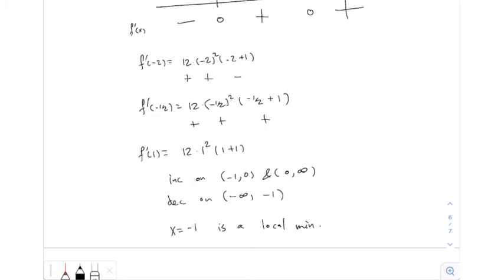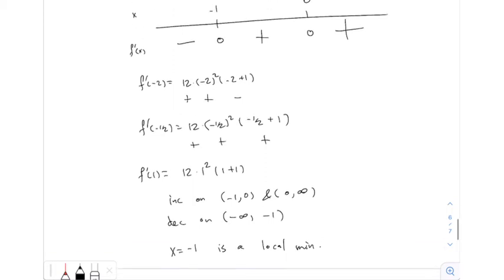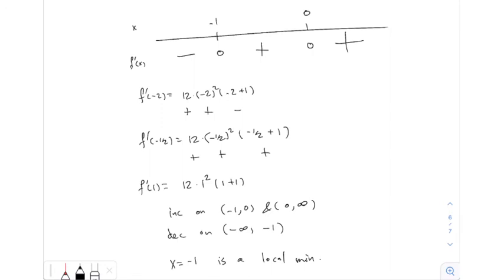All right? If you want, you could say x equals 0 is not anything. But if I ask you, tell me where the local minimum and maximum points are, that's my answer. x equals minus 1, it's a local minimum. There is no other local extrema. All right? Any questions about that? I hope you got it. Excellent.